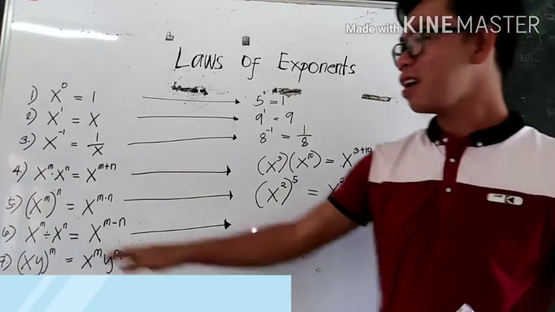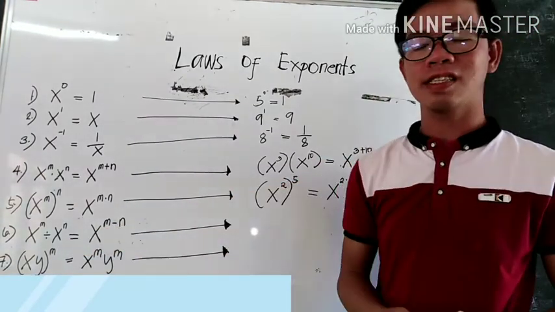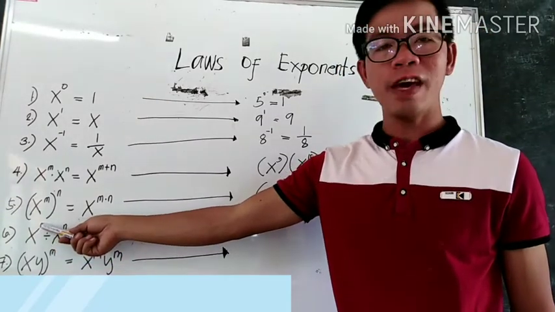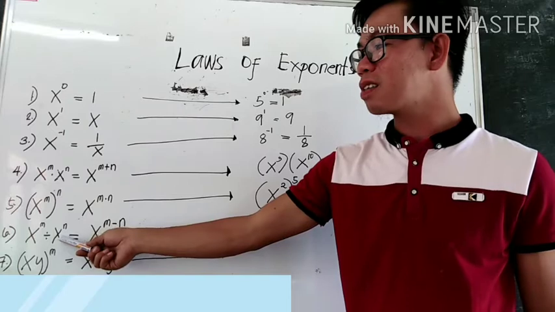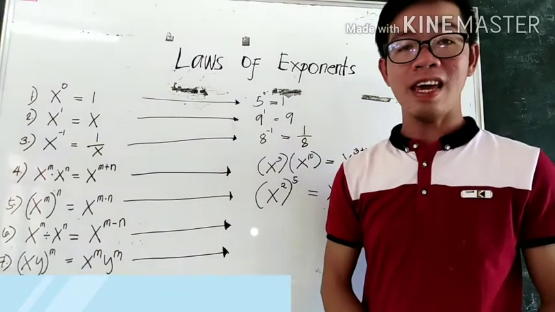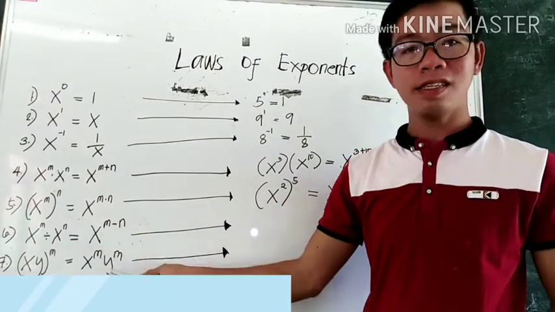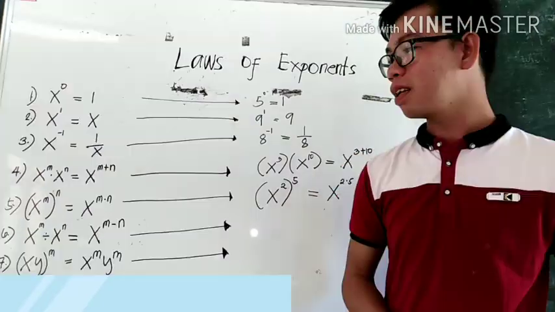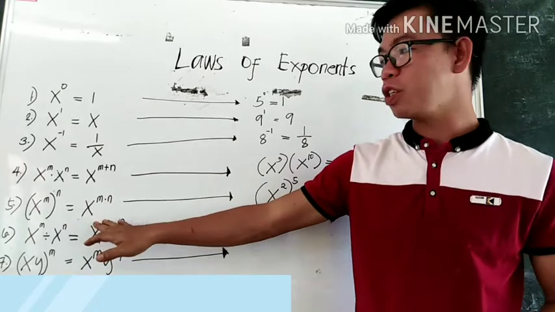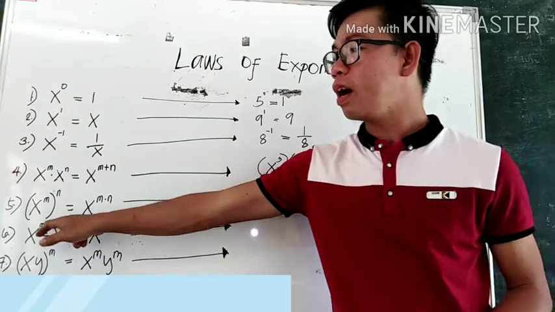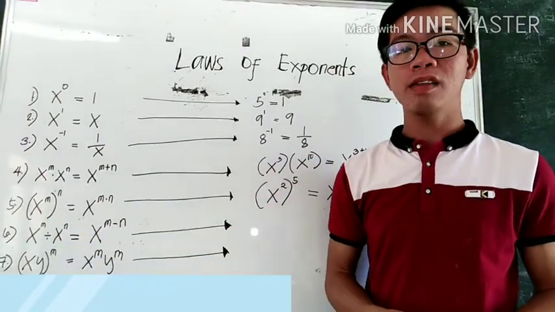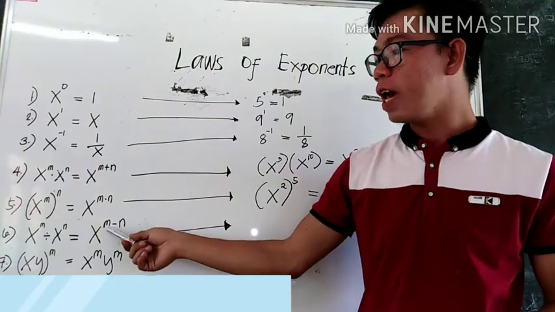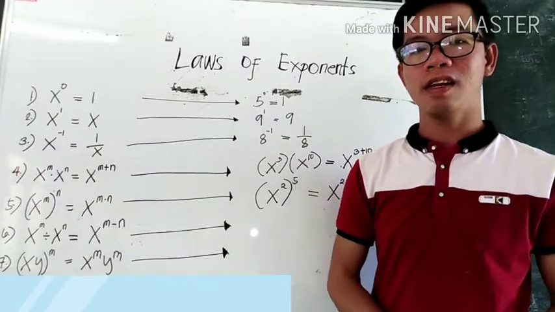Okay, let's have rule number 6. X raised to the power of m divided by x raised to the power of n is equal to x to the m minus n. When the expression is division, we will have to subtract the exponents. That is why we have m minus n.